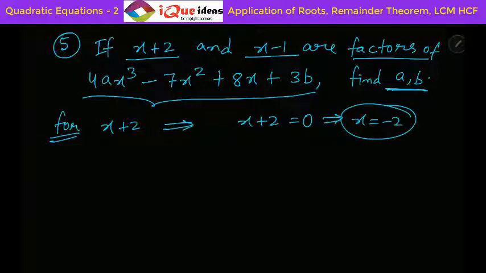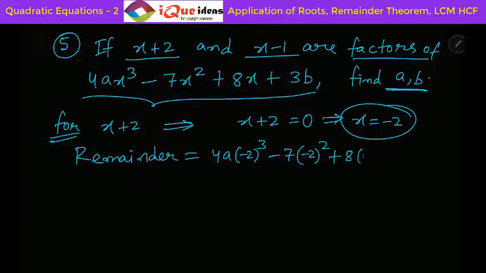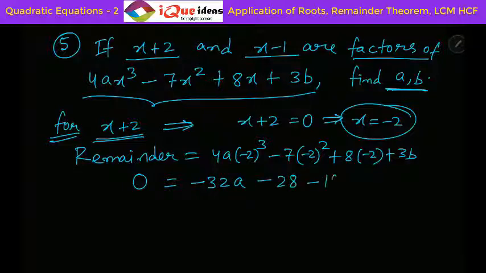Put x equal to minus 2 in the given expression. So the required remainder will be equal to 4a into minus 2 cube minus 7 into minus 2 square plus 8 into minus 2 plus 3b, and the remainder should be equal to 0 because x plus 2 is a factor. So 0 is equal to, if you simplify, minus 2 cube is minus 8, minus 8 into 4 is minus 32. So it is minus 32a minus 7 into 4 is 28 plus 8 into minus 2 is minus 16 plus 3b. Right? So let's do one thing. Bring 32a to the left hand side.